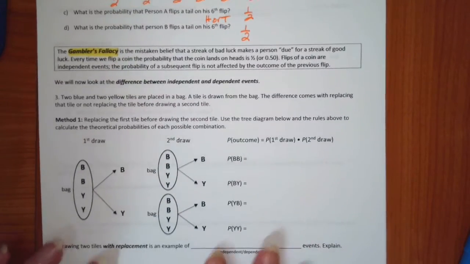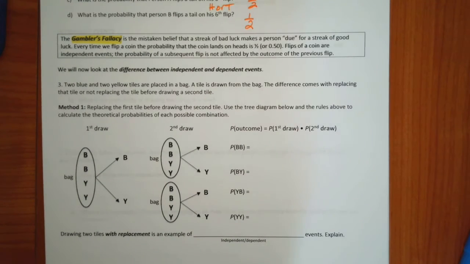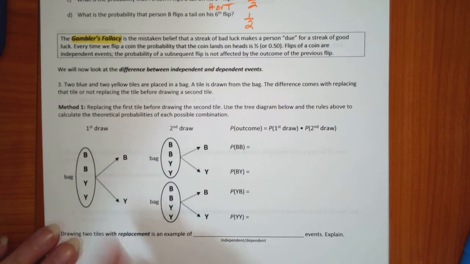Okay, now before we actually get into how to calculate dependent probability, we're going to look at the difference between independent and dependent events. So we're going to do 2 experiments. In a bag, we are going to put 2 blue and 2 yellow tiles. Then we are going to randomly draw a tile from the bag. Now the difference comes with what we do with that tile after we've drawn it. At that time we have 2 options. We can put it back in the bag or we can keep it out of the bag.